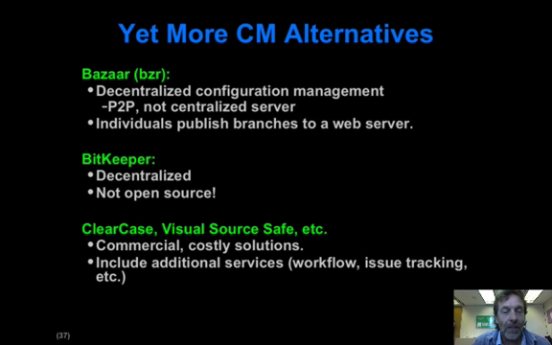Okay, there are a few other systems out there: Bazaar, Bitkeeper, ClearCase, Visual SourceSafe, and they all fit into this general paradigm of being either centralized or decentralized, and some of them are commercial, some of them are not. But really, out in the world, at least in the world of open source software, we're really talking about Subversion and Git as the two 800-pound gorillas.